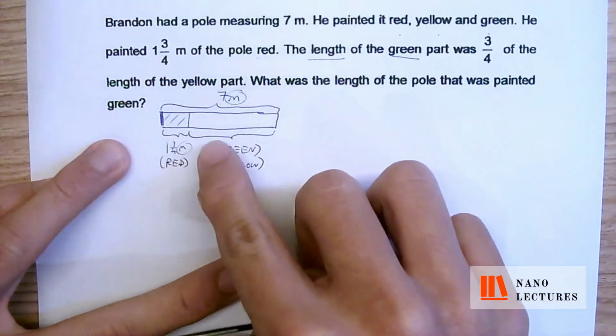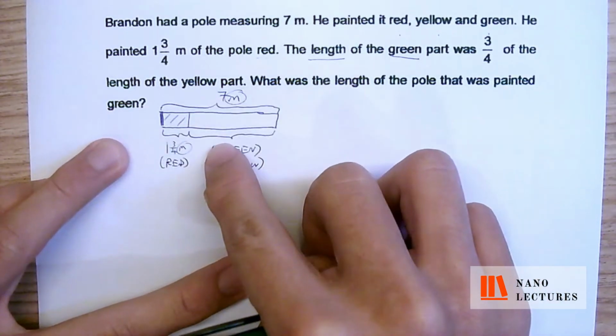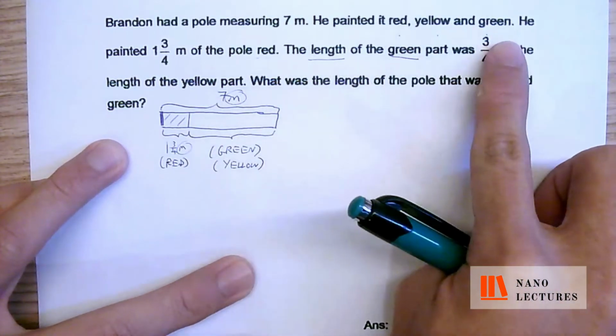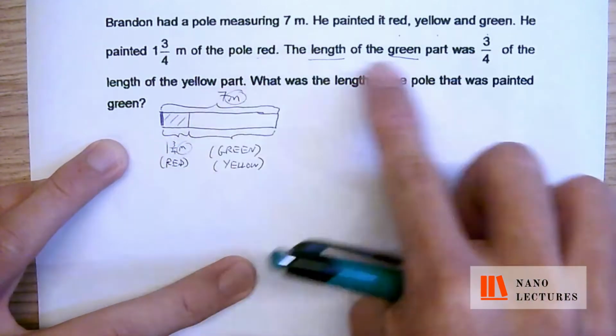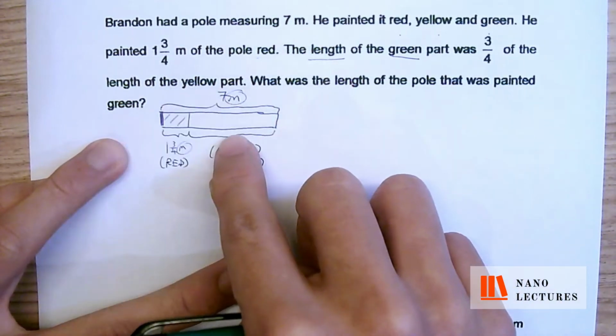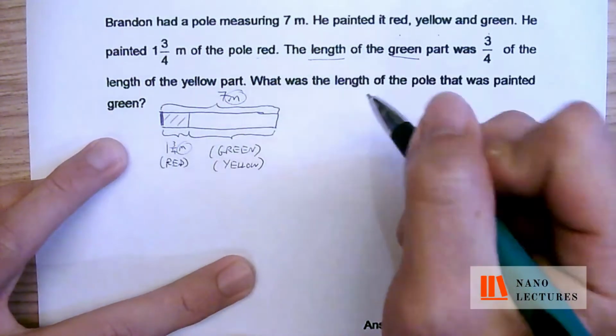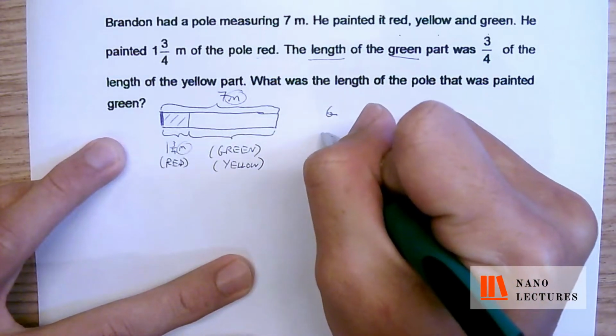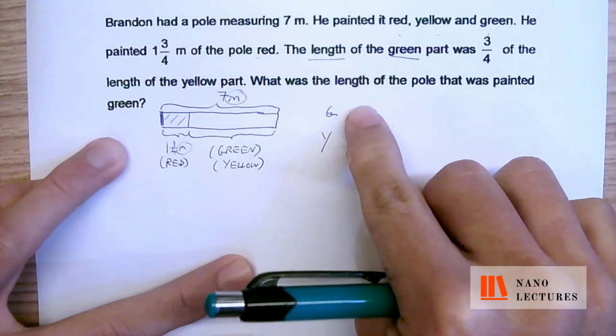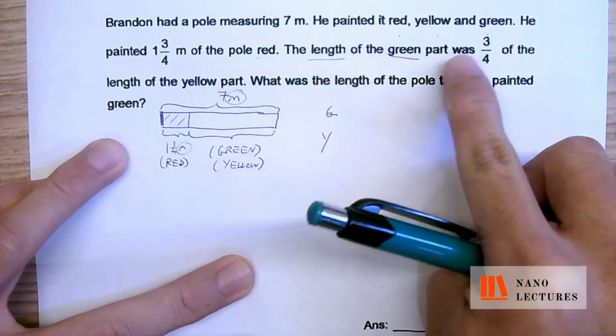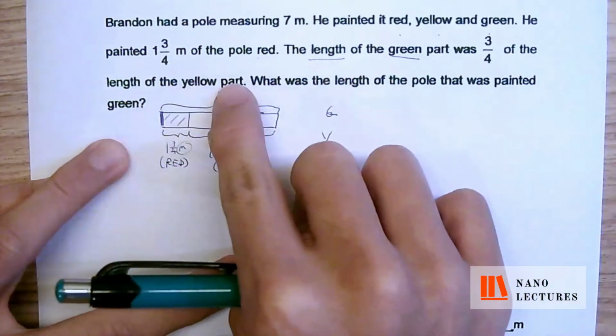Now at this point of time, students are going to draw this and they're going to start freaking out. Because why? The length of the green part is 3/4 of the length of the yellow part. How are you going to draw this into this model? How? I'm going to teach you. Draw another one. Green, yellow. They said that the length of the green was 3/4 of the length of the yellow part.